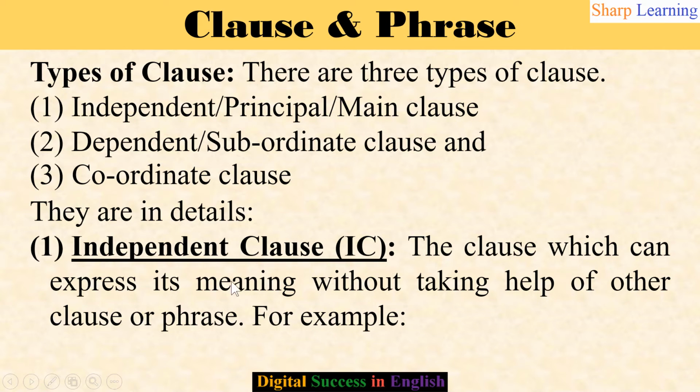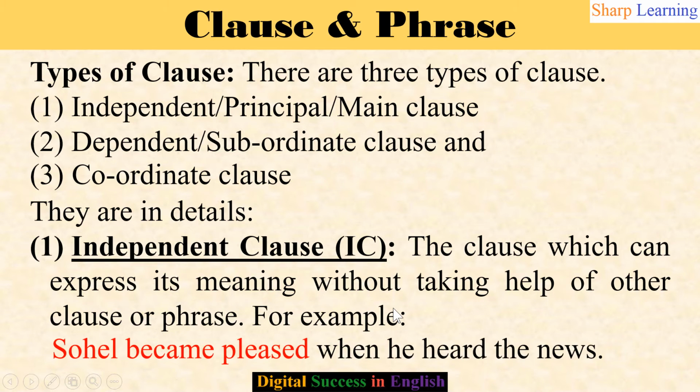The clause which can express its meaning without taking help of other clause or phrase. For example, Sohail became pleased when he heard the news. Here, Sohail became pleased is an independent clause. Why is it an independent clause? Because this part can express its complete meaning without taking help of others. That means without taking help of the next clause.